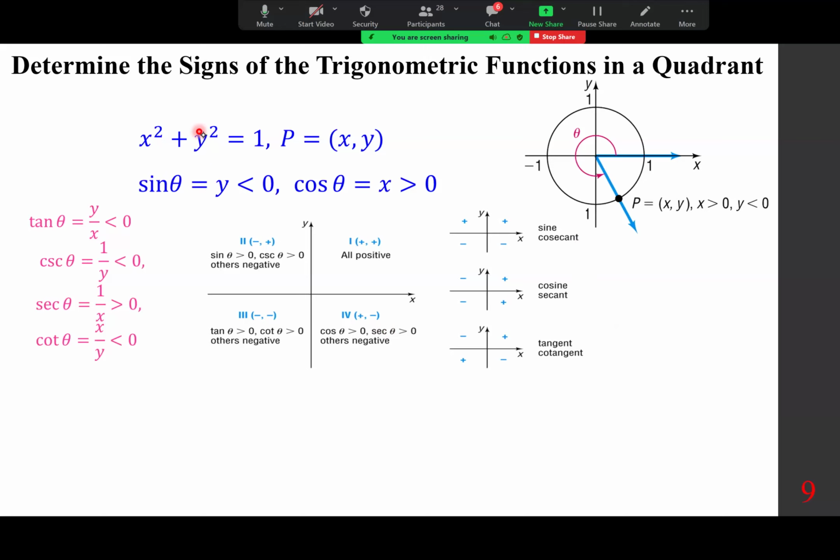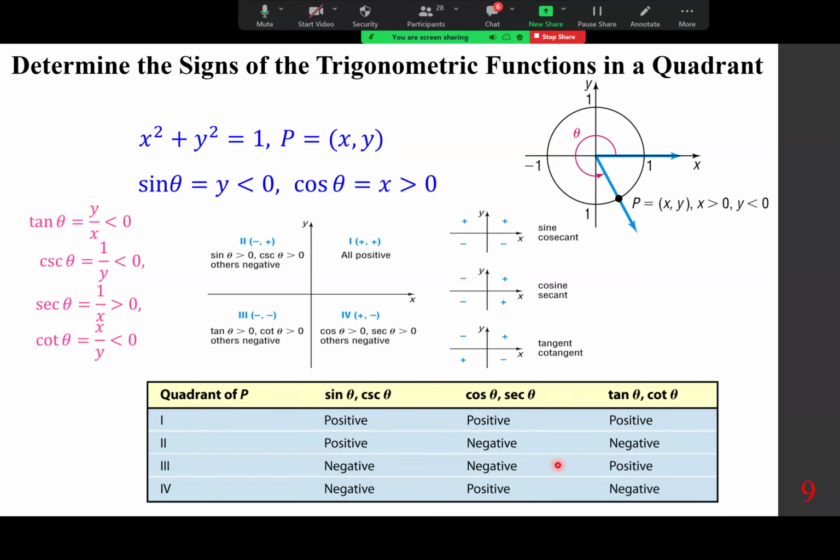Okay, again, secant has the same sign as cosine, because secant is 1 over cosine. Cosecant has the same sign as sine because it's 1 over sine. Cotangent has the same sign as tangent because it's 1 over tangent. And tangent is y over x. So if one of them is negative, by that I mean either sine or cosine, this becomes negative.